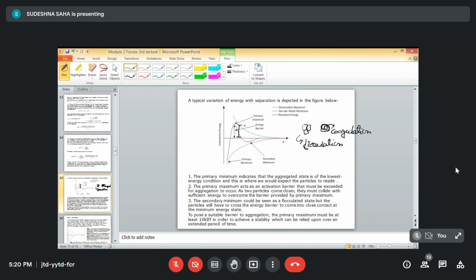Now, this energy barrier is of the order of 15 kT. Although I have written 10 kT over here, it is usually around 15 kT, so 10 to 15 kT. If your interaction energy is more than 15 kT, then you might expect that there will not be coagulation. Otherwise, there could be flocculation, but no coagulation, even if you are trying to make the surfaces come closer to one another.